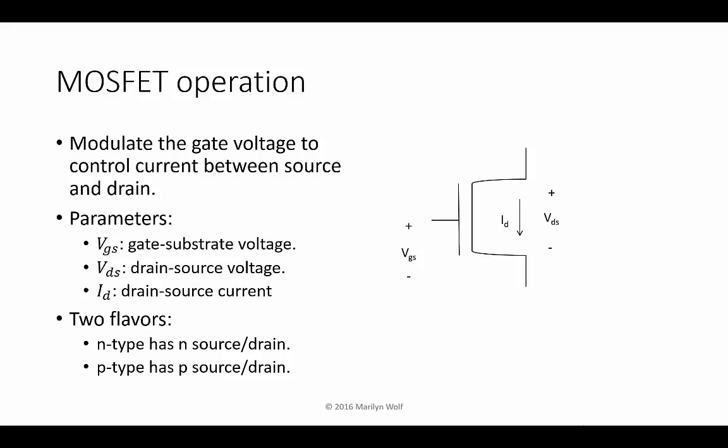The MOSFET, shown here in schematic form, has two input voltages, the gate to substrate voltage and the drain to source voltage. These two voltages combine to determine the drain current ID. We typically use the transistor in digital circuits with the gate to substrate voltage as the control voltage. So by changing the gate to substrate voltage, we change the current through the transistor. We can build two flavors of MOSFETs, N-type and P-type. The N-type has N-type diffuse source and drains. The P-type has P-diffuse source and drains.